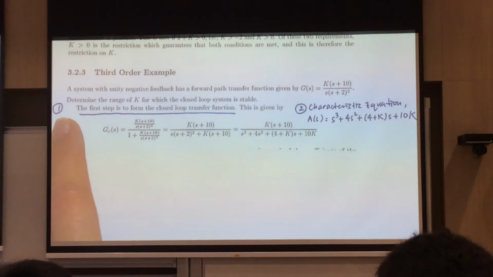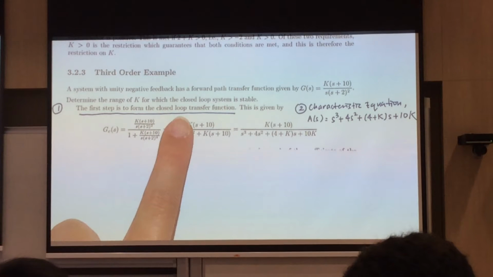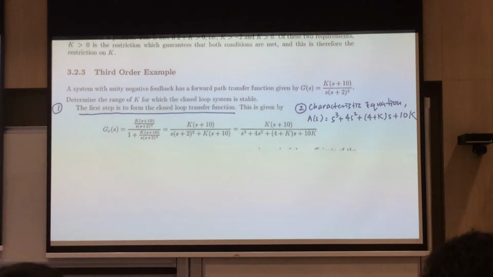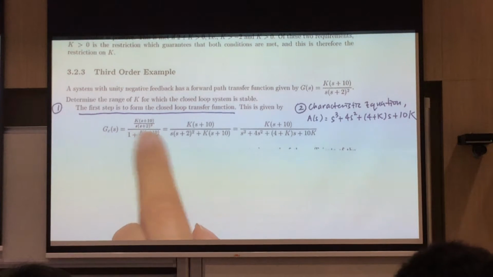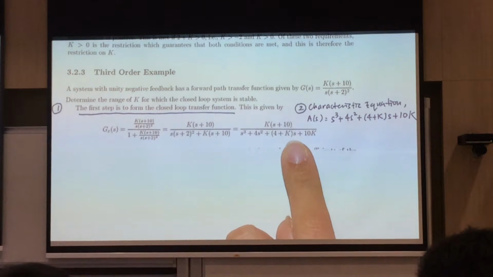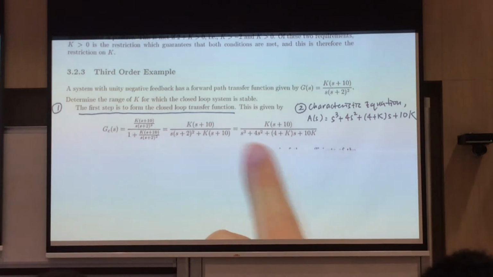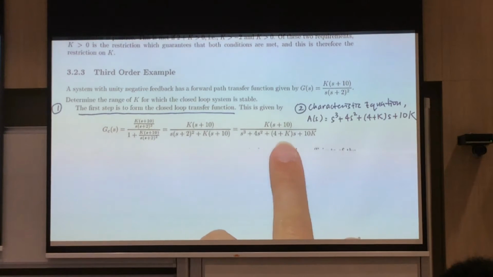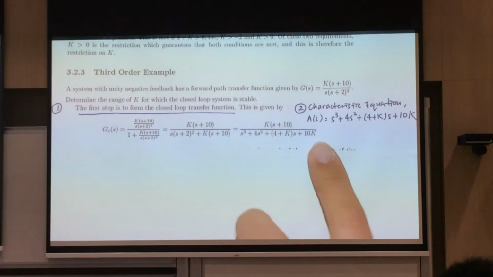First step, you form your closed loop transfer function. As we said last lecture, closed loop transfer function is just KG over 1 plus KG, and this is only valid for unity negative feedback. Unity does nothing. So just put in KG over 1 plus KG, simplify, and hopefully you get here. Be very, very okay with your simplifications. You end up with K(s plus 1) over s cubed plus 4s squared plus (4 plus K)s plus K.